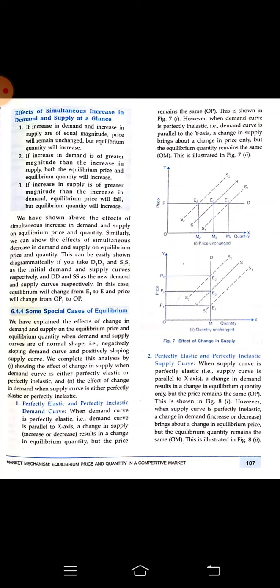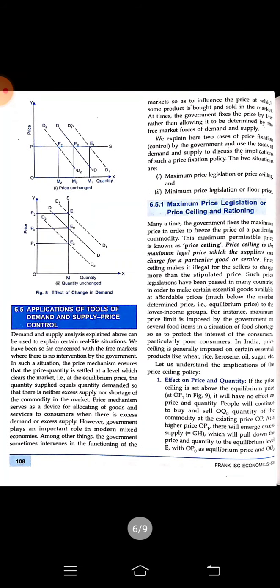Next, perfectly elastic and perfectly inelastic supply curves. They are talking about the supply curve. When the supply curve is perfectly elastic, that is, the supply curve is parallel to the x-axis, the first one, a change in demand results in a change in equilibrium quantity only, but the price remains the same. Again, in figure 2, the supply curve is perfectly inelastic and a change in demand, increase or decrease, brings about a change in equilibrium price, but the equilibrium quantity remains the same, that is OM.